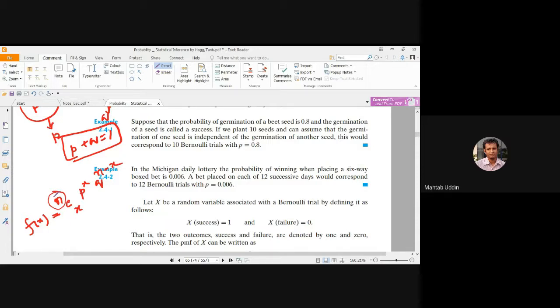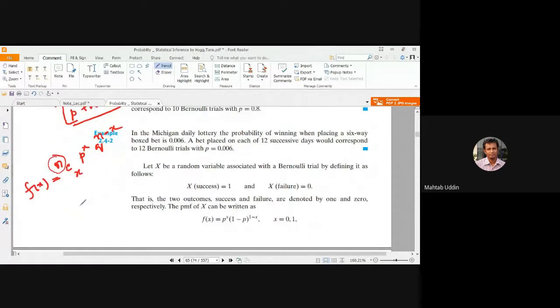Now, the second one: though you are trialing many times, p and q remain the same. They will not be changed. That is, if you start with the probability of success 0.4 and probability of failure 0.6, it will remain the same till the last. শেষ পর্যন্ত কি থাকবে probability? Same থাকবে না? Same type.